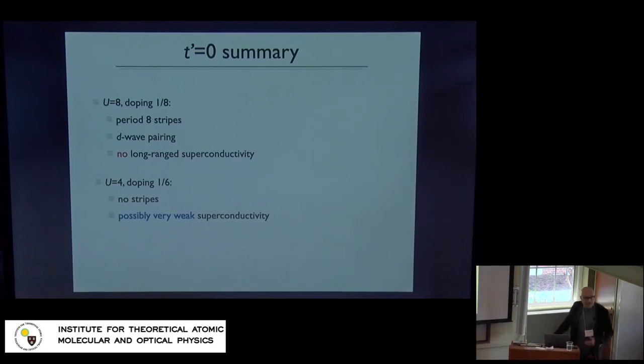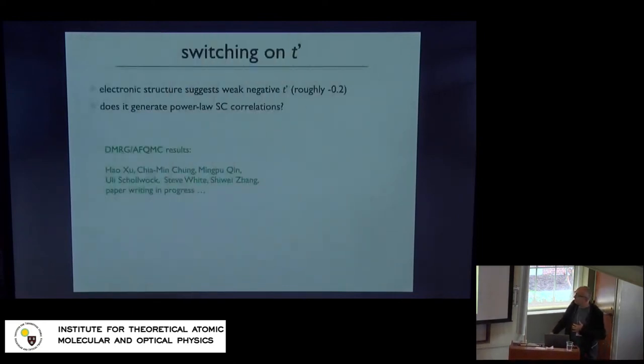So now I was really fast. I have to catch my breath a little bit and move now to what I think is more interesting here today, and slow down, which is what happens if you switch on T prime. The value of T prime we took is, well, there's various values you can believe in, but we ultimately settled on minus 0.2. Many other people use the same value. And now the question is, what happens to superconductivity here?